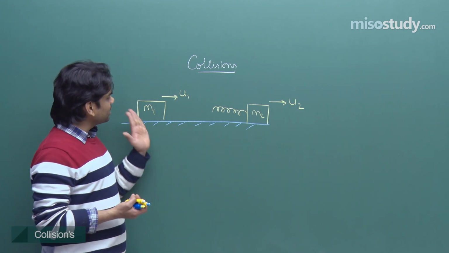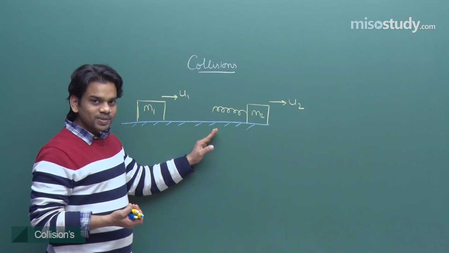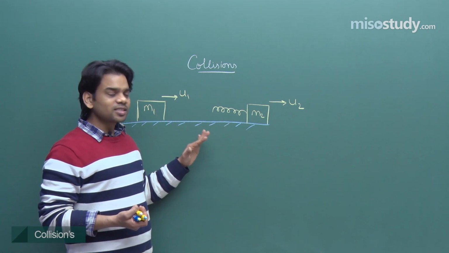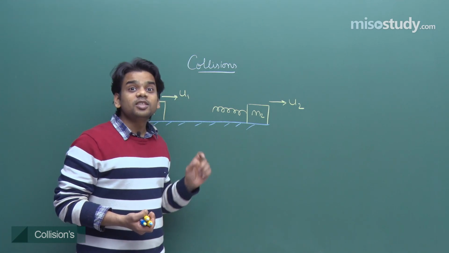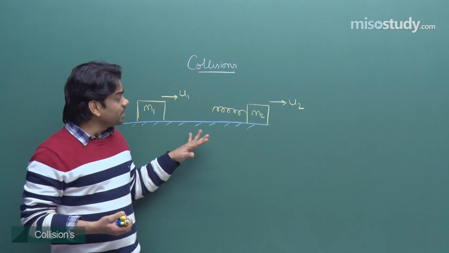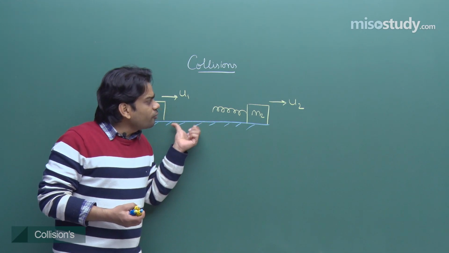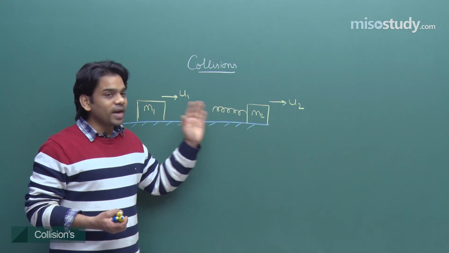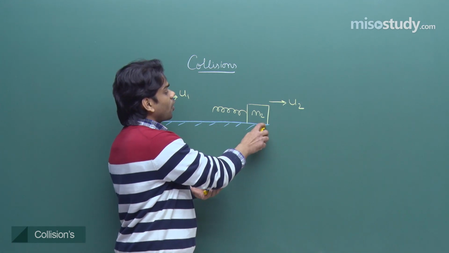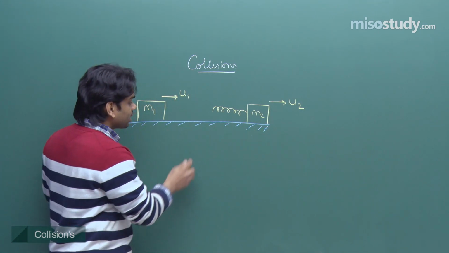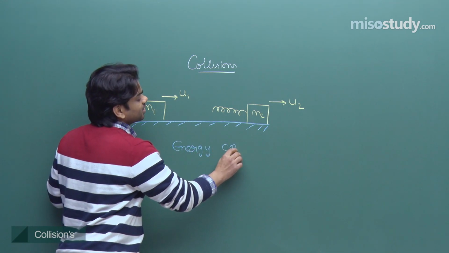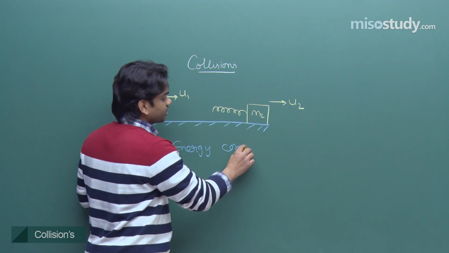So what is happening? We are seeing that the object goes, strikes, compresses the spring. Some of the kinetic energy is converted into potential energy. This potential energy will be in the spring till the time it is compressed. That means some of the energy which was initially in the form of kinetic energy of these two blocks is converted into the potential energy of the spring. So we get energy conversion that is taking place.